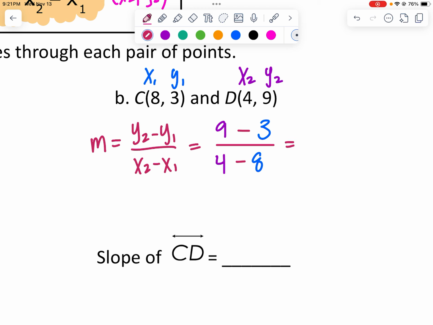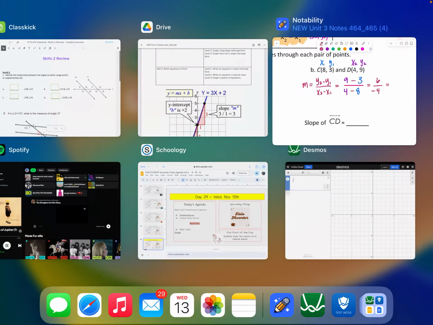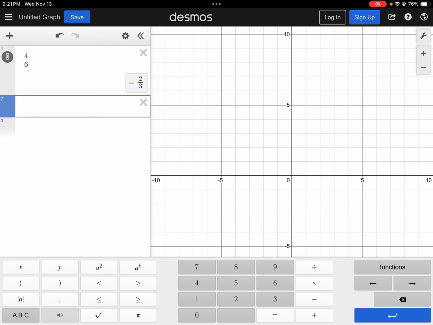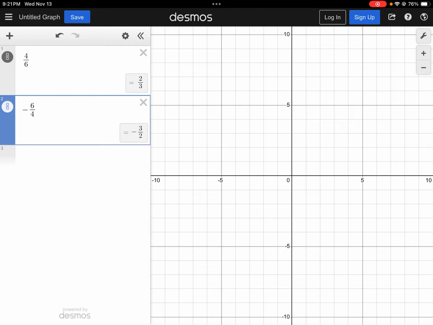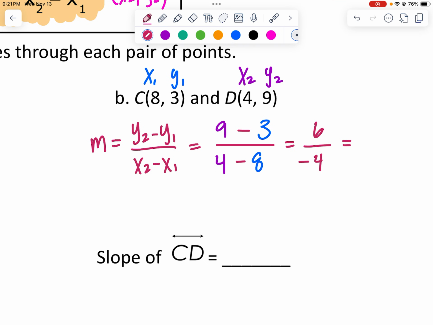9 minus 3 is 6. 4 minus 8 gives me -4. And then we can plug this into my calculator. I'm going to type in -6 divided by 4, press my little fraction icon, and it gives me a fraction of -3 over 2. This gives me -3/2, and that is my slope.